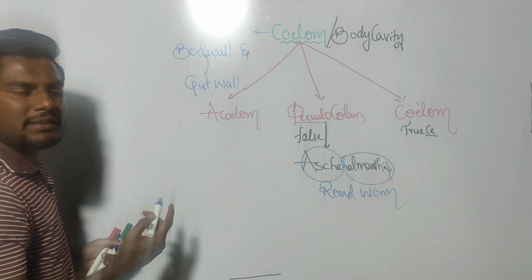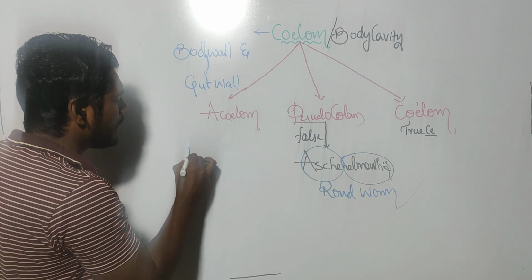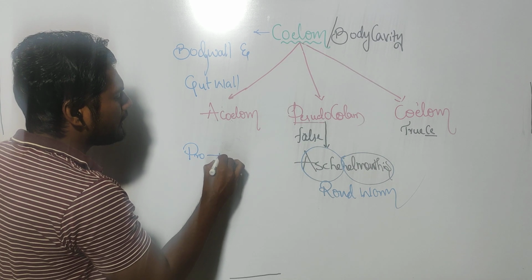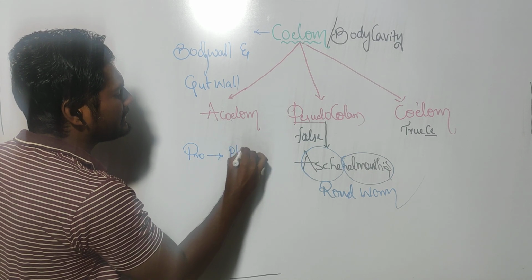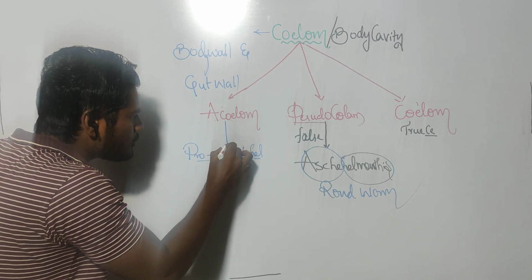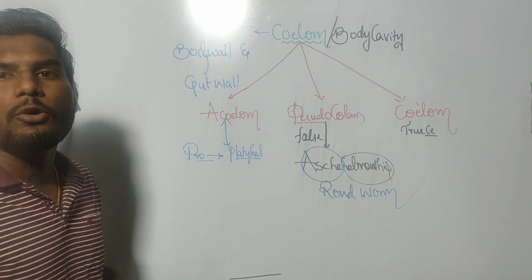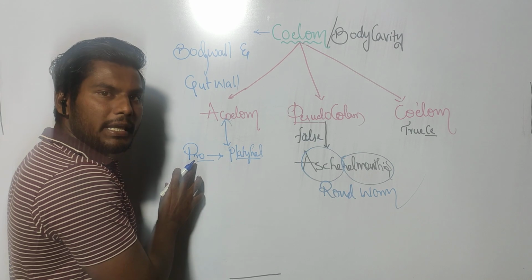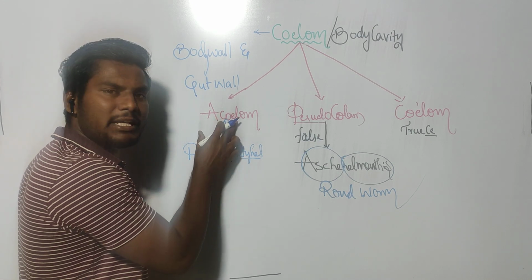Before Aschelminthes, how many phyla are there? Four phyla. What are those phyla? Porifera, up to where? Platyhelminthes. From Porifera to Platyhelminthes, they are showing what? Acoelom. From Porifera to Platyhelminthes they are showing the acoelom.